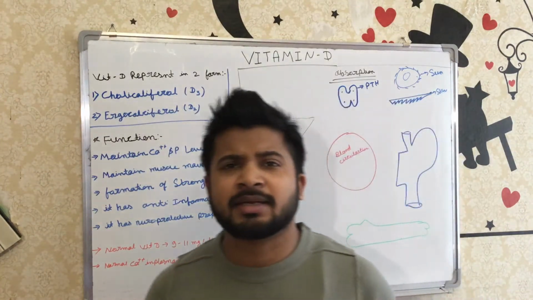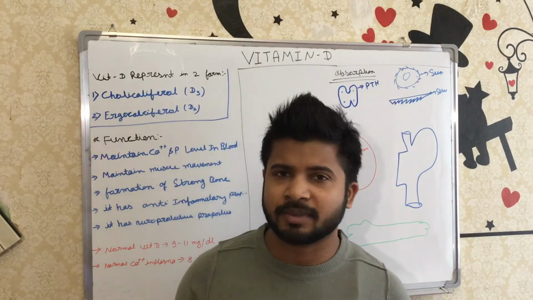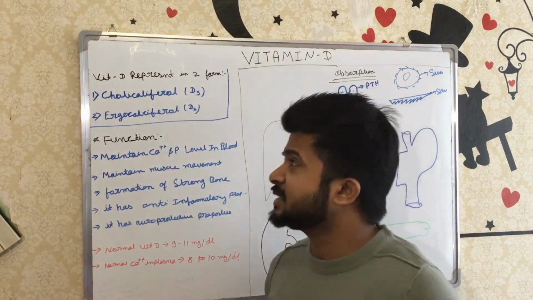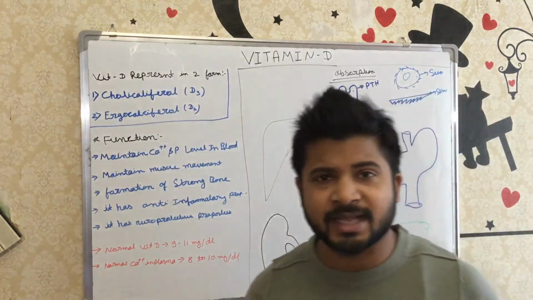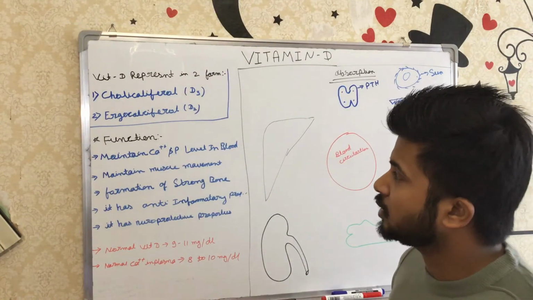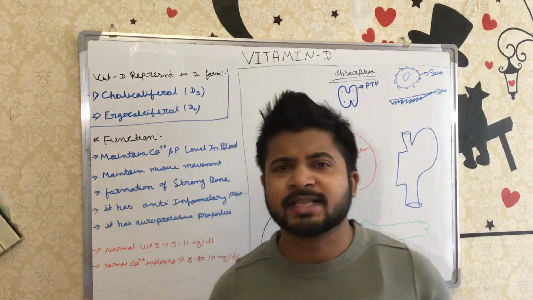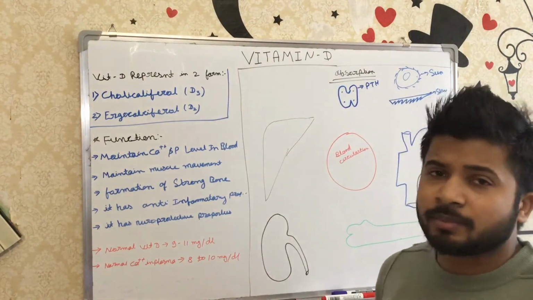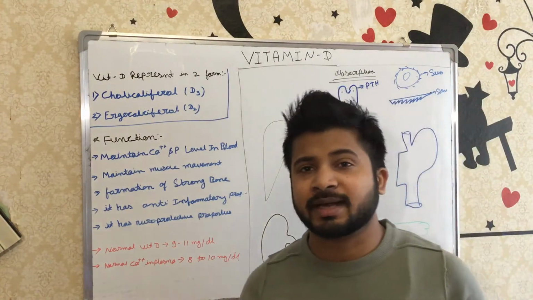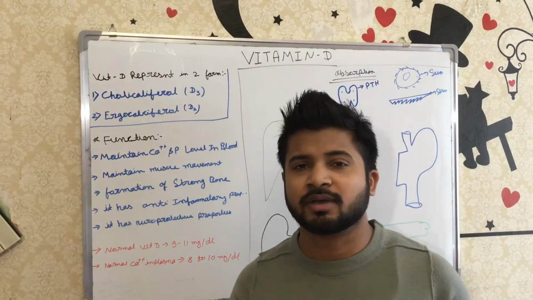As we know, vitamin D is a nutritional vitamin which maintains nutrition in the body. Vitamin D is present in two forms. First is cholecalciferol, also called vitamin D3, and the second one is ergocalciferol, which is vitamin D2. Cholecalciferol we can get from animal sources, or within the human body, in the skin. Whenever ultraviolet rays are exposed on the skin, it will convert into cholecalciferol.